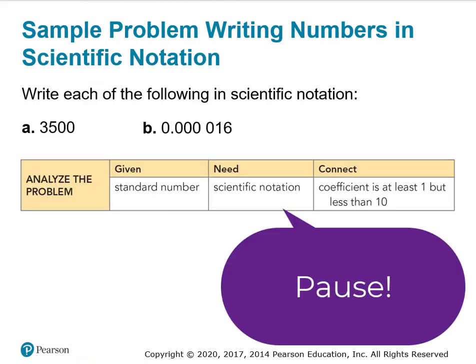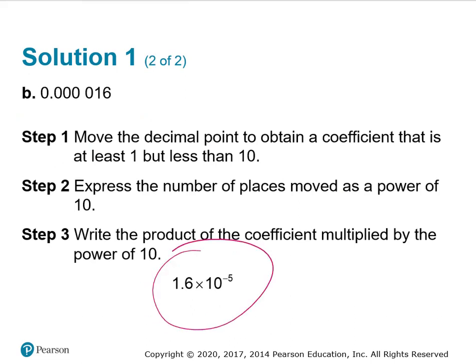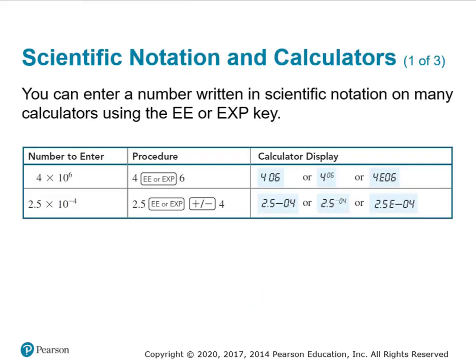Pause the video here. Write each of the following in scientific notation, A and B. Pause the video. Did you get 3.5 times 10 to the 3rd and 1.6 times 10 to the negative 5th? Let's look at how we can put this into our calculator.